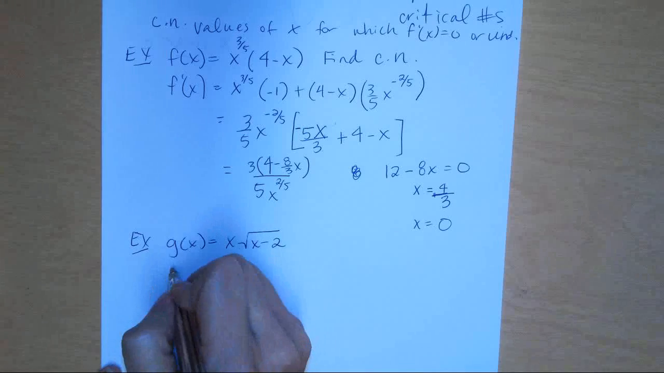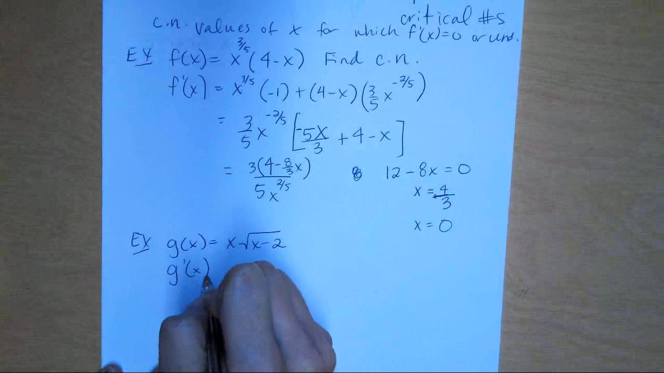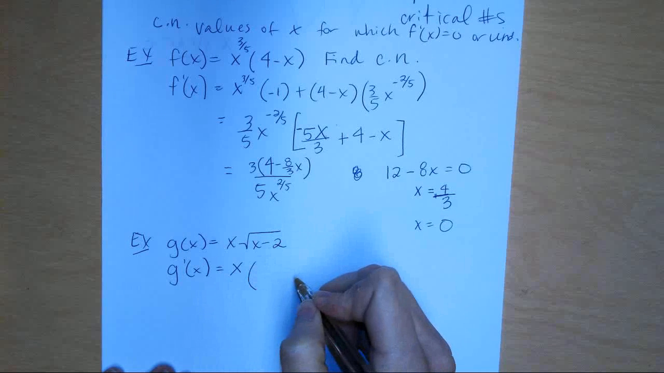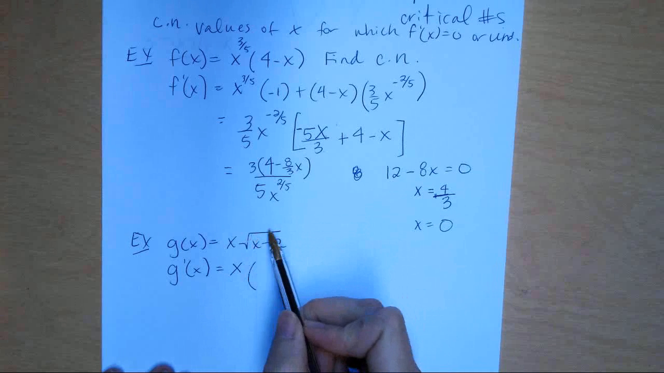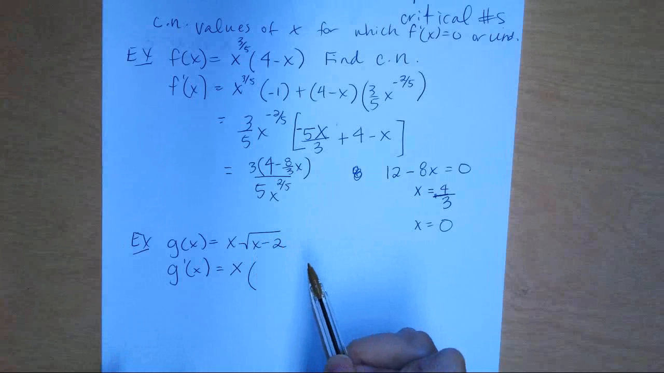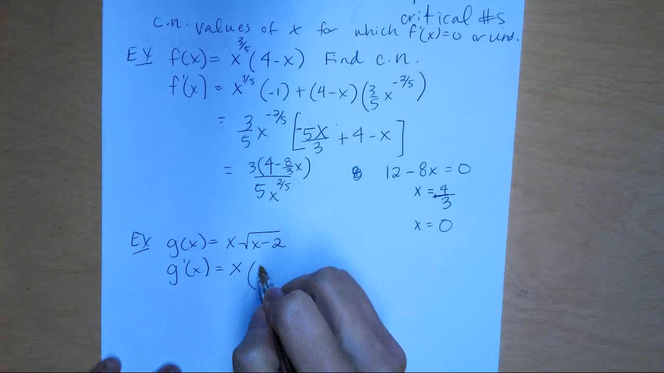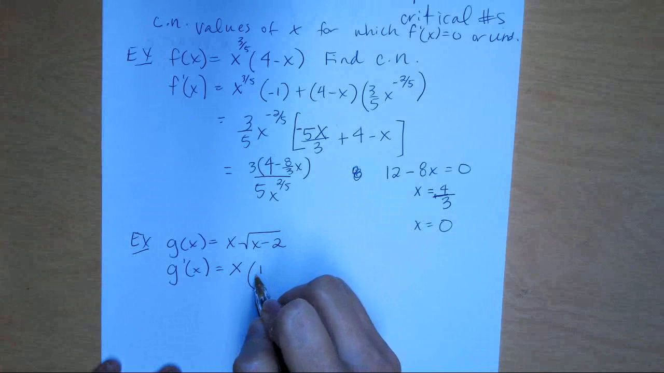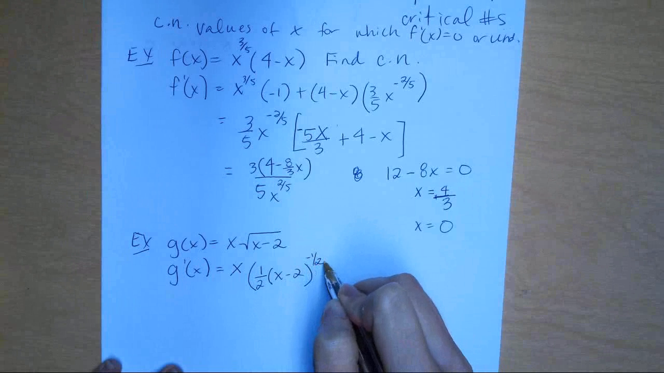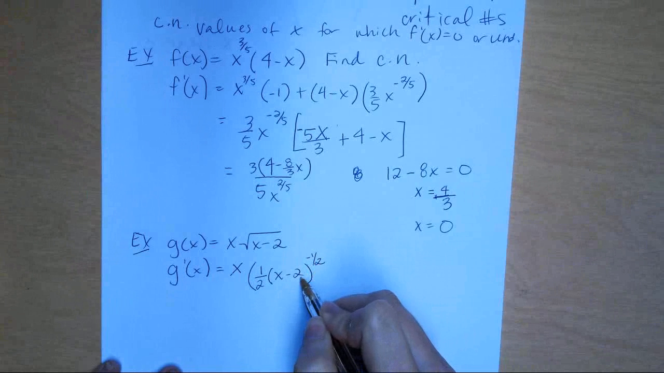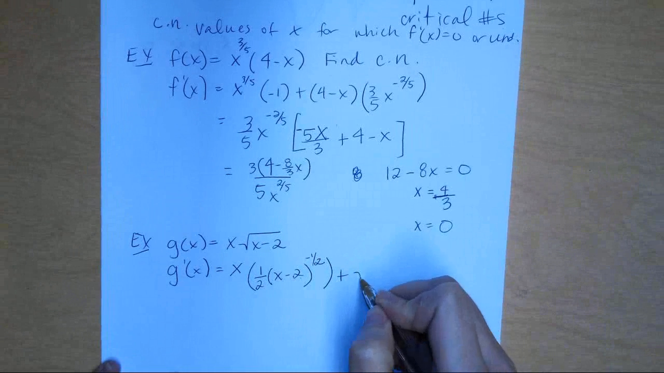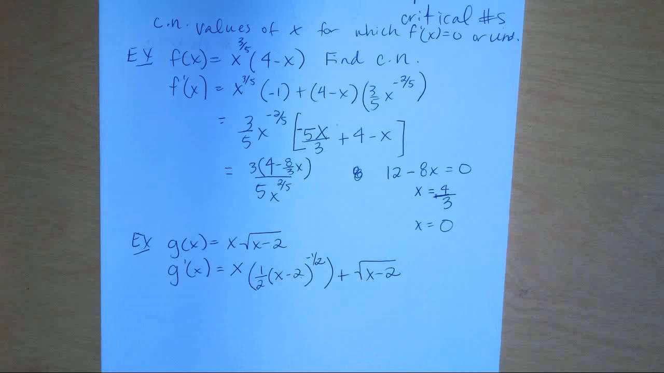Okay, so we're finding the critical numbers. We need the derivative again. So the derivative here, product rule. First times the derivative of the second. Okay, the second is stuff to the 1/2. What do we do with that? 1/2 stuff to the negative 1/2 times the derivative of the stuff. But what is the derivative of the stuff? Just 1. Plus the second times the derivative of the first.